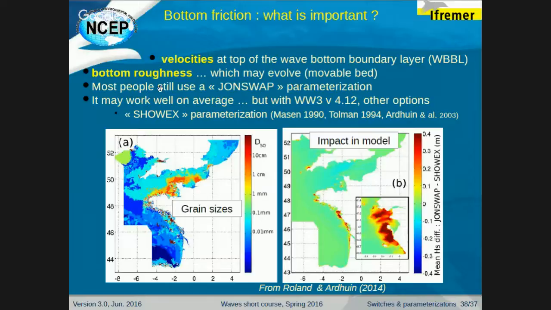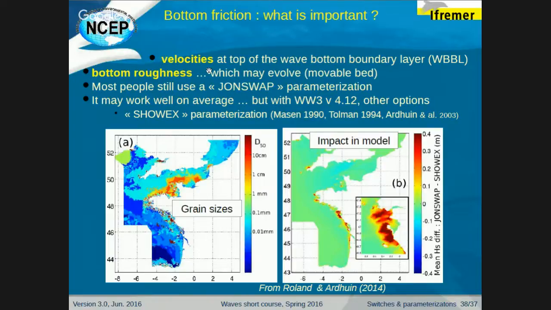And of course, that depends a lot on the wavelength of the waves. So in the Atlantic, where the typical period is around 8 seconds, the effect of the bottom friction would be important, say, in 50 meter water depths. In the Mediterranean, where the waves are much shorter, it's going to be more like 20 meter water depths. So it really depends on what wavelength you have, and so the rule is that it depends on the velocities at the top of the wave boundary layer over the bottom.